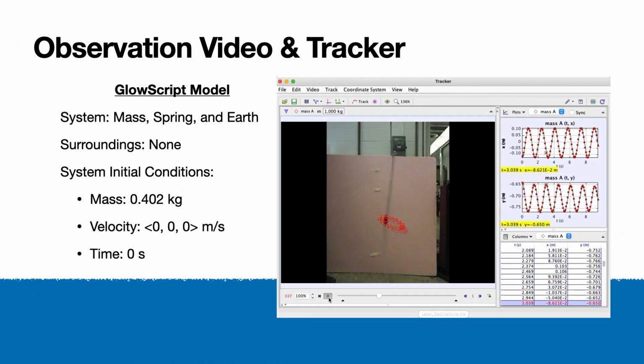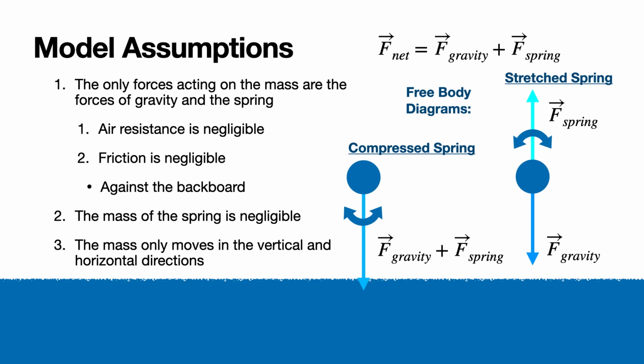In my GlowScript model, the system is the mass, spring, and earth, the surroundings is nothing, and the system initial conditions are the mass of the mass being 0.402 kilograms, velocity is 0 meters per second, and time is 0 seconds. Modeling the system, I make 3 assumptions.